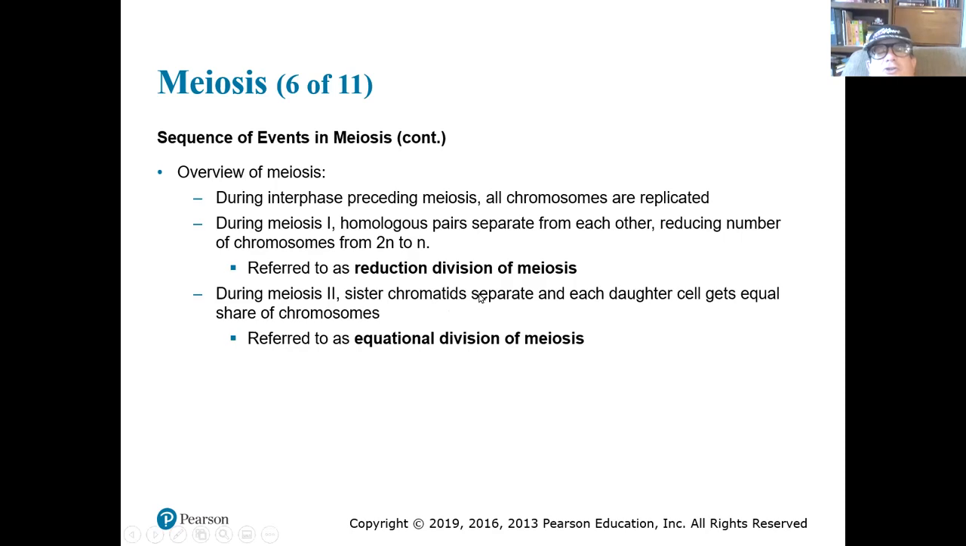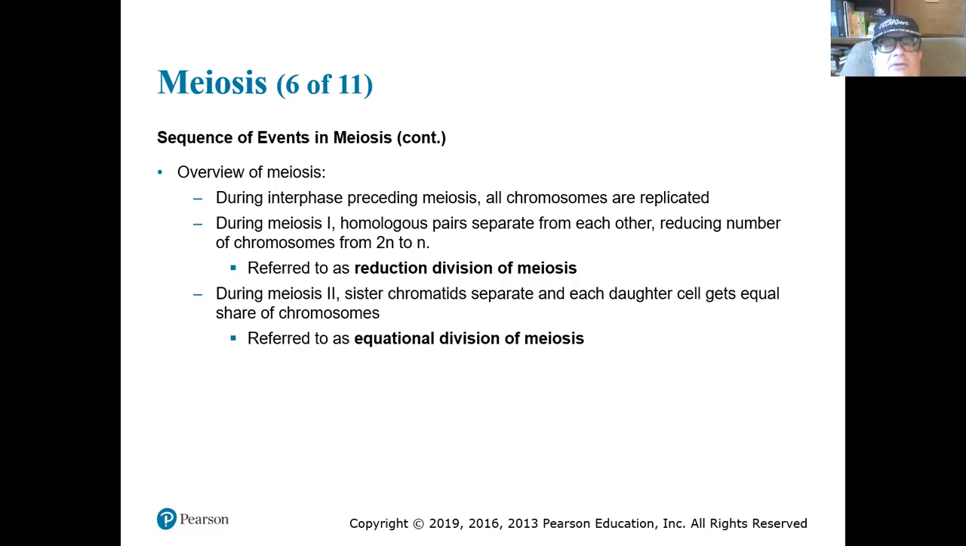The sister chromatids of the double chromosome separate. Each daughter cell gets equal amounts of chromosome. That's the way it should be. It isn't always that way. We have abnormalities that happen, aneuploidies, but that's the way it should be.